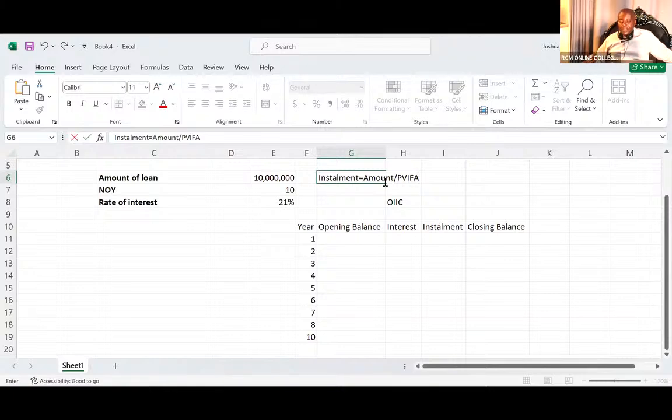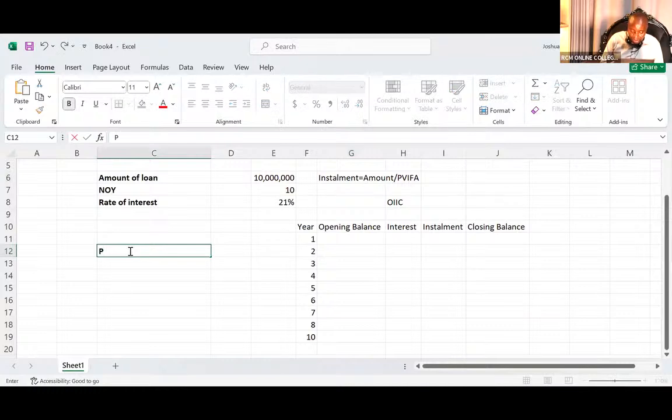Now, ladies and gentlemen, is there any student who knows the formula of getting PV FAR? Let me see. Is there any ninja that knows the formula of getting PV FAR? Let's try to write it here.